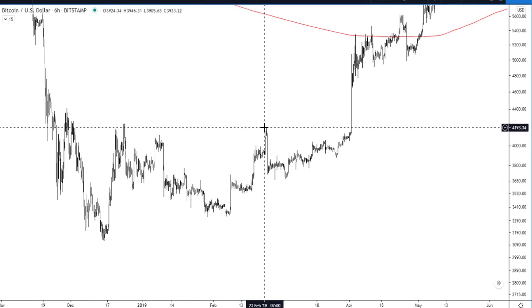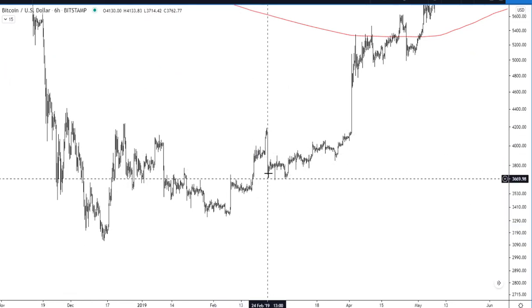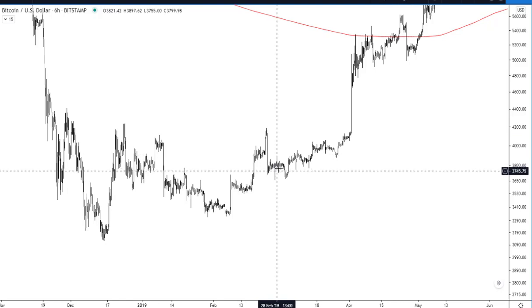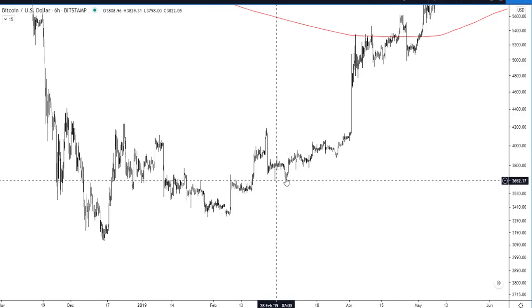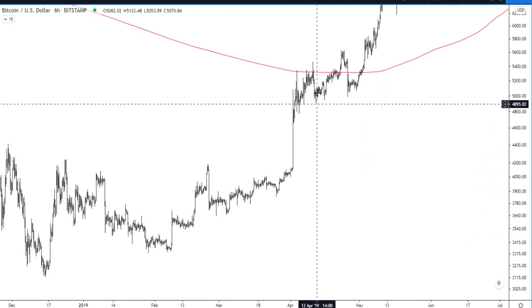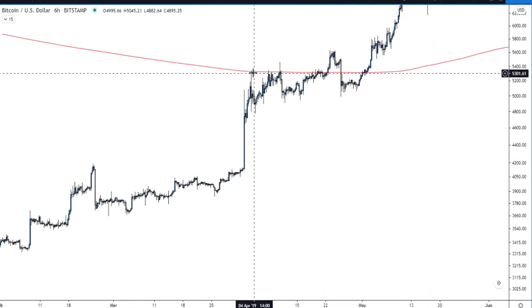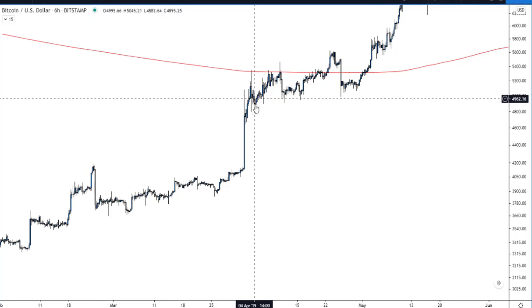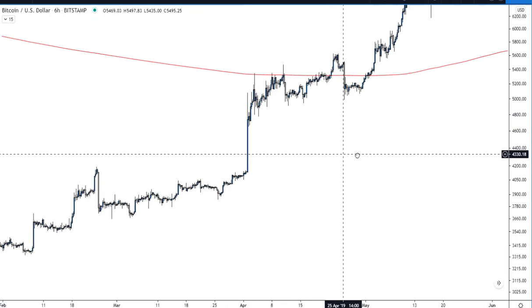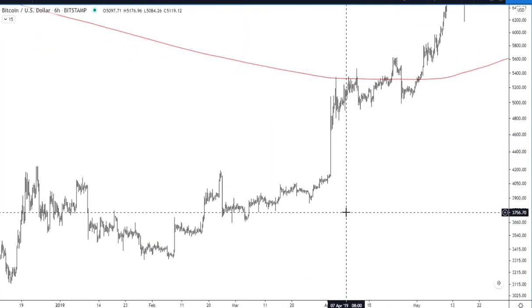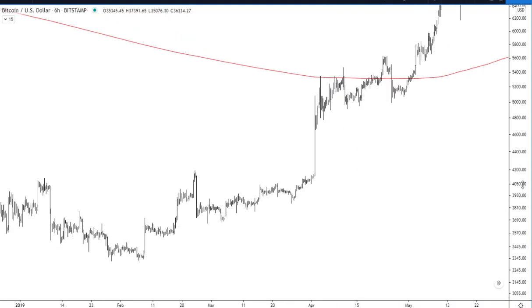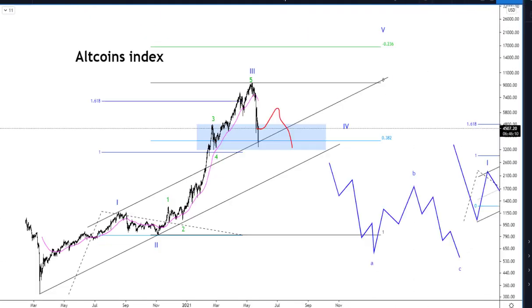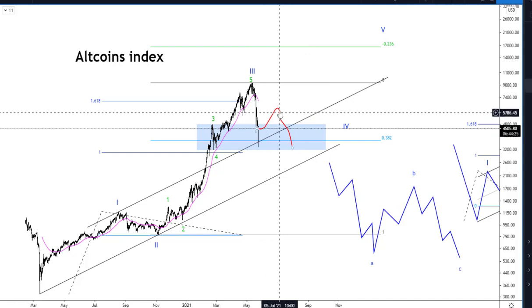So 5 waves up, strong A, wave B, and very weak C, which doesn't even take out the low. Alright, you have the same thing here. A, very strong, very sharp. B, weak C. It happens quite often in crypto, so it's not something that you should discount.